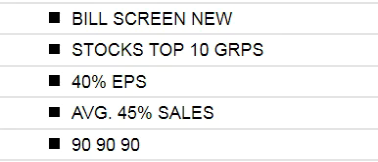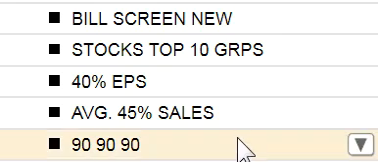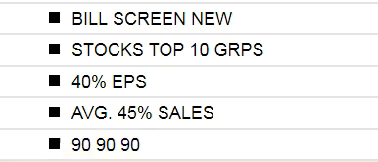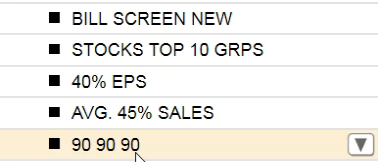One of my last screens is called the 90-90-90 screen. Produces stocks that have an earnings per share rank of 90 or higher, a relative strength rank of 90 or higher, and a composite ranking of 90 or higher. This list produces extreme market leaders, and again, I'm always looking for stocks in the top 10 or 20 groups.